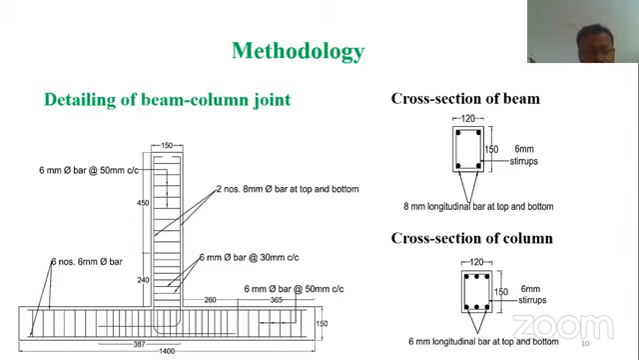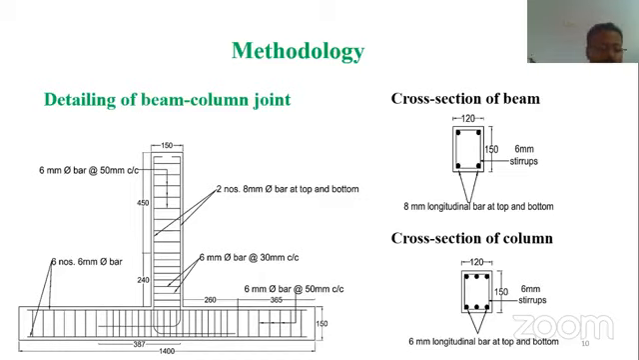subjected to stress reversal during the earthquake. Therefore, it should be designed with special provisions, even in IS 13920-2016. The joint region is most vulnerable.